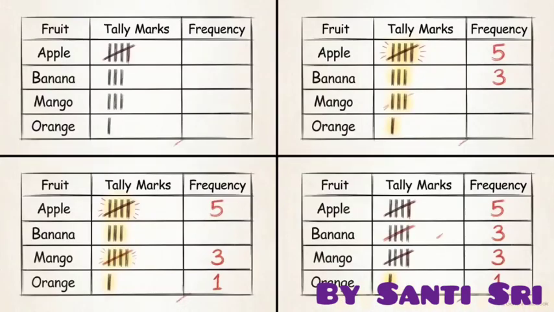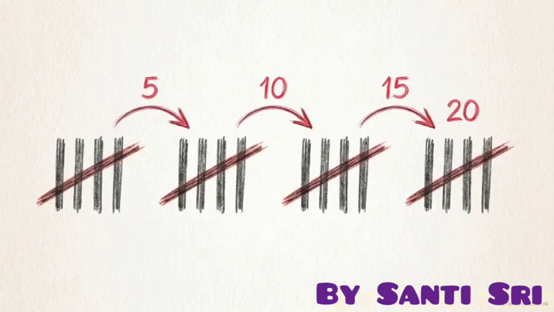Looking at the apple row, we see exactly 1 complete bundle of 5. We record the numeral 5 as our frequency. For banana, we count 3 single strokes and record a 3. Mango also has 3. Orange has just 1. Bundling replaces the need to count individual strokes with the ability to skip count by 5s, making it much easier to total your data at a glance.